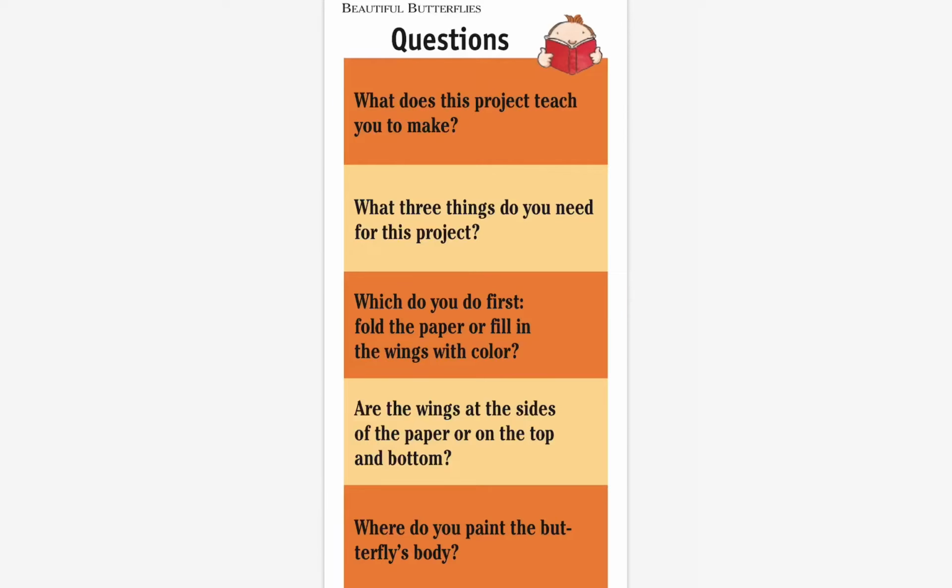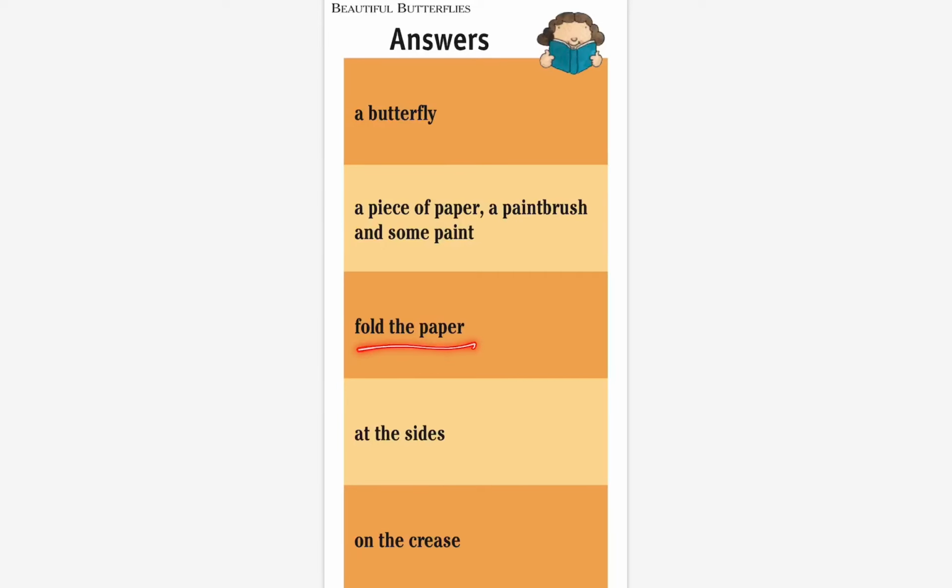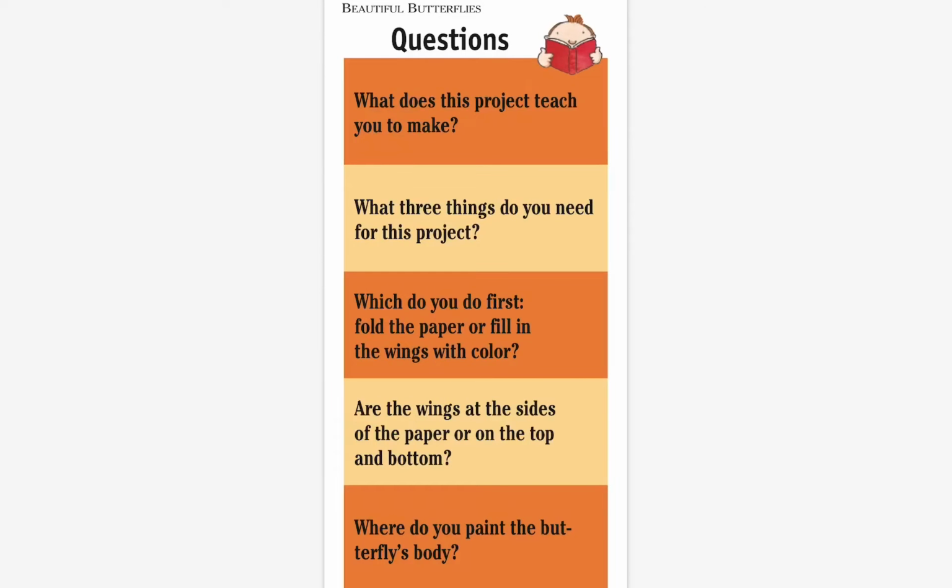Which do you do first? Fold the paper or fill in the wings with color? Fold the paper. Are the wings at the sides of the paper or on the top and bottom?